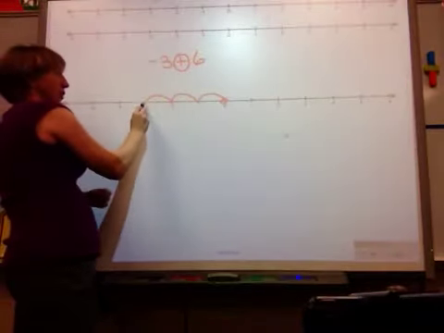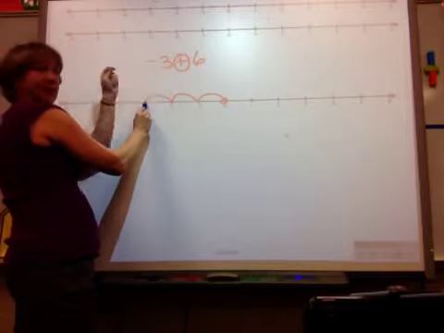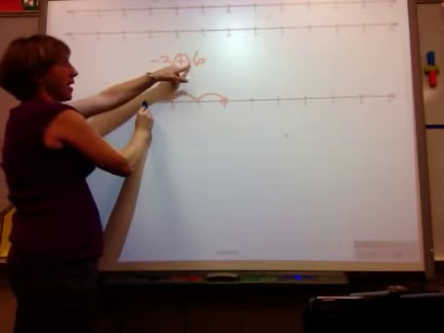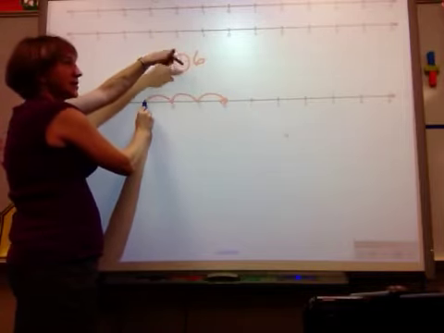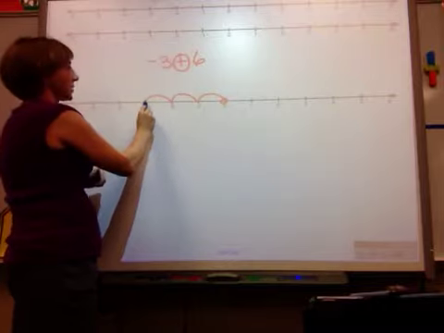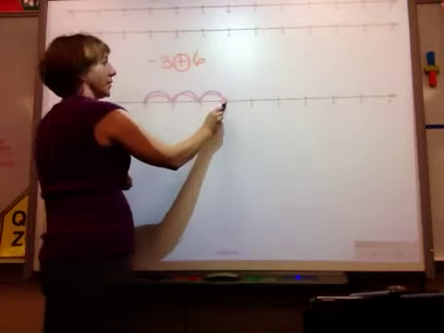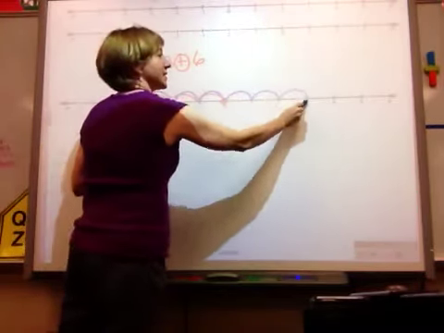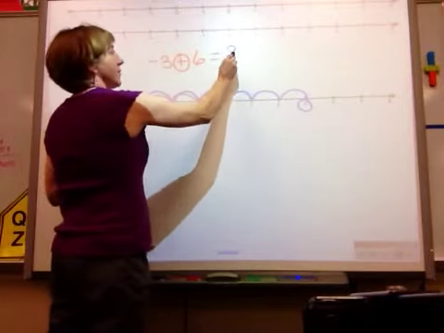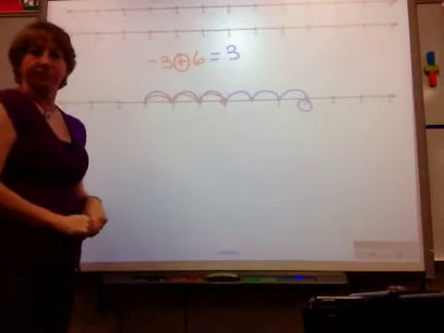And for the positive sign, I also have a positive 6. So I'm going to start right back here at negative 3, where I ended up at first, and then I'm going to go positive 6. 6 places to the right is positive 6. 1, 2, 3, 4, 5, 6. I ended up at 3, so therefore the answer must be 3.